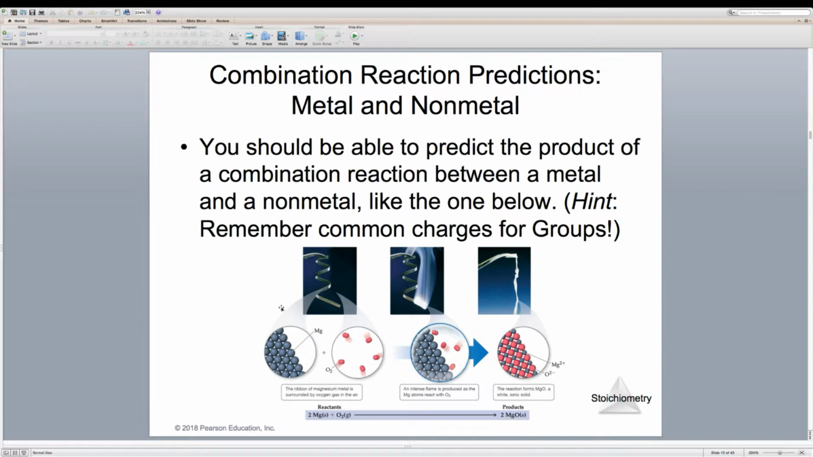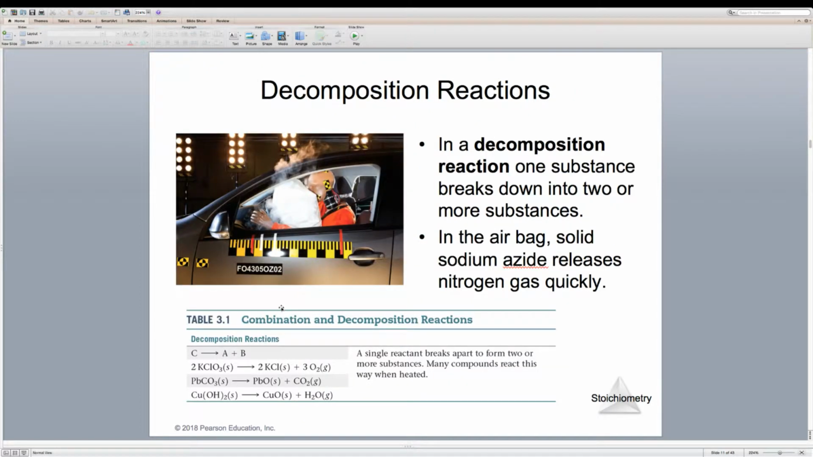So you should be able to predict the product of a combination between a metal and a non-metal, because of the common charges for the groups, and we should remember and realize that we are dealing with ionic compounds when metals are interacting with non-metals. So you should be able to predict the product of this reaction because of common charges, and because you should know that it is an ionic reaction. And we're going to see some examples of that too.